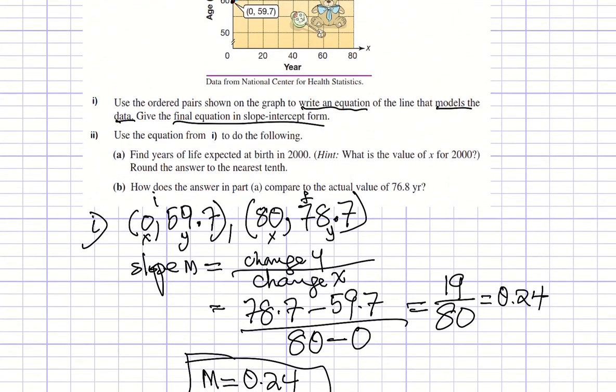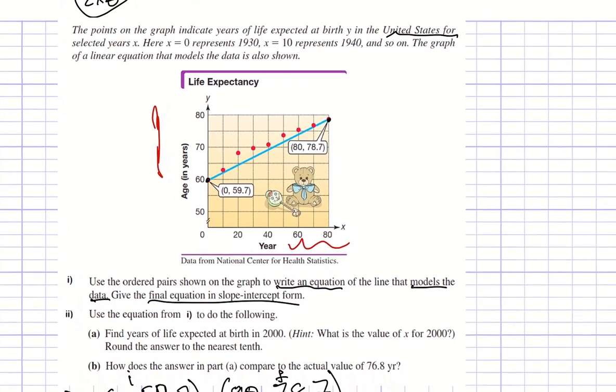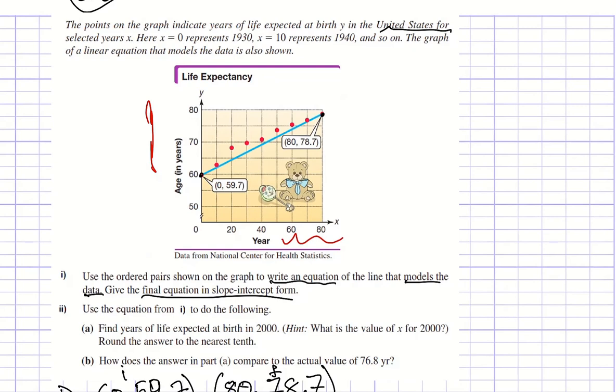So what do they want? Use the equation from part I to do the following. Find years of life at birth in 2000. What is the value of x for 2000? See, these are years here, and they said these are age in years. They say x equals 0 represents 1930. x equals 10 represents 1940, and so on. It goes by intervals of 10.